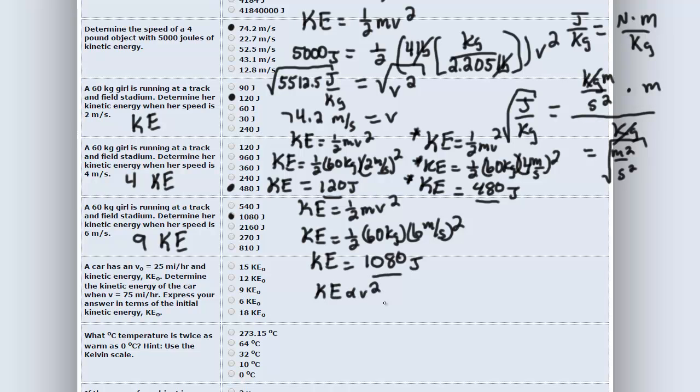So if the car is traveling 3 times as fast, it's going to be 9 times the kinetic energy, because that 3 is going to be squared. So whatever kinetic energy that we had originally, we're going to have 9 times that amount.